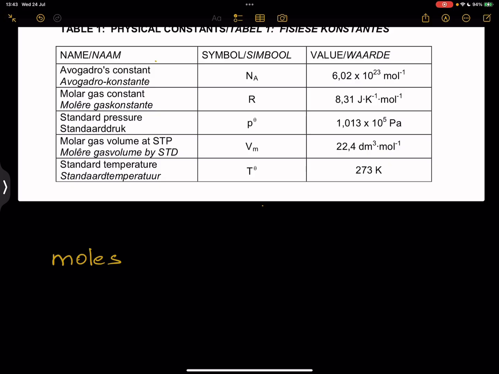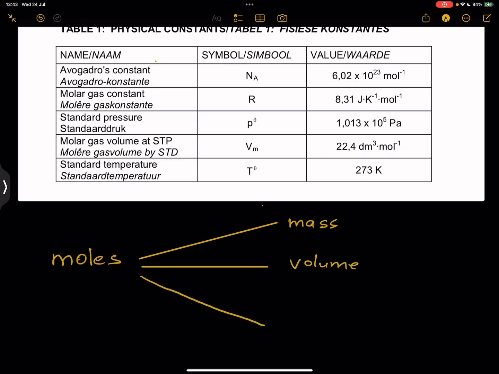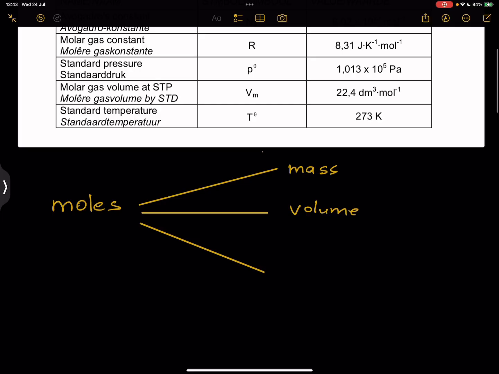So firstly, you have to know how to determine moles when given the mass. You have to know how to determine moles when you are given the volume of a substance. That's obviously if we have gases, but we also need to know how to determine moles when we are given, let's say, the number of particles. Now, particles could be atoms, it could be molecules. And the last one is also determining the number of moles when we are given concentration.